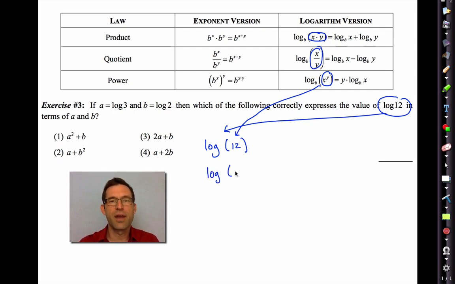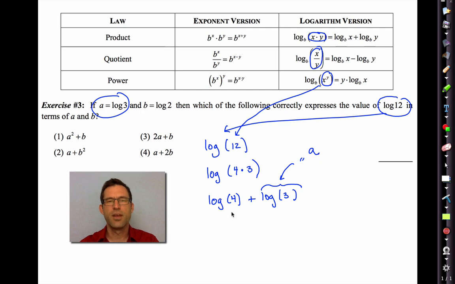So maybe I'll break that into 4 times 3, because then at least I could use the first log law. In fact, I could rewrite this as the log of 4 plus the log of 3. Now, one thing I know for certain is that the log of 3 is now equal to a. But what about this? Well, I know that b is equal to the log of 2, and this is the log of 4. But of course, 4 is 2 squared. I'm just going to put an a in there. Is that okay? That's what log of 3 is equal to.